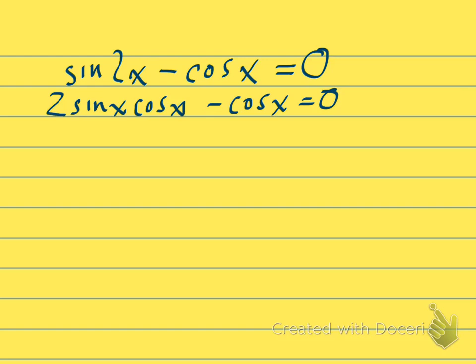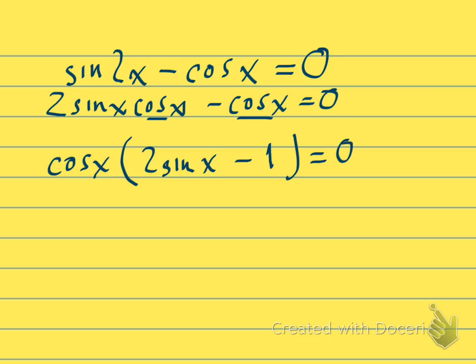And one thing that I notice about that, they each have cosine x in them, so let's try factoring that out. So I have cosine x times 2 sine x minus 1 equals 0. Aha, we're back to the zero product property. That means that cosine x equals 0, or 2 sine x minus 1 equals 0. We've done that a couple of times already, so let's just cut to that. That would be sine x equals positive 1/2.